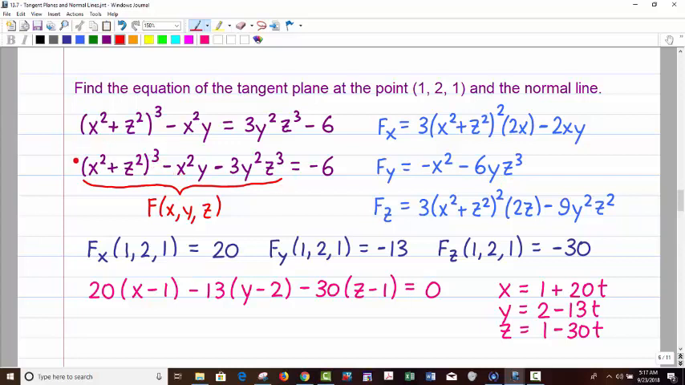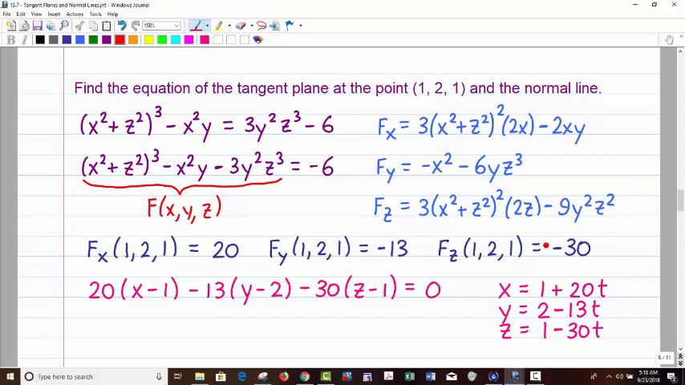Then I come down here. For z, bring the 3 down, change the power to 2. The derivative of the inside is 2z, like so. All right. And then the middle term doesn't have a z, so we come over here. 3z squared multiplied by this makes this negative 9y squared z squared. So there's our gradient. Put in 1, 2, 1 into each of these. Just plug the numbers right in there, and you should get 20, negative 13, negative 30.